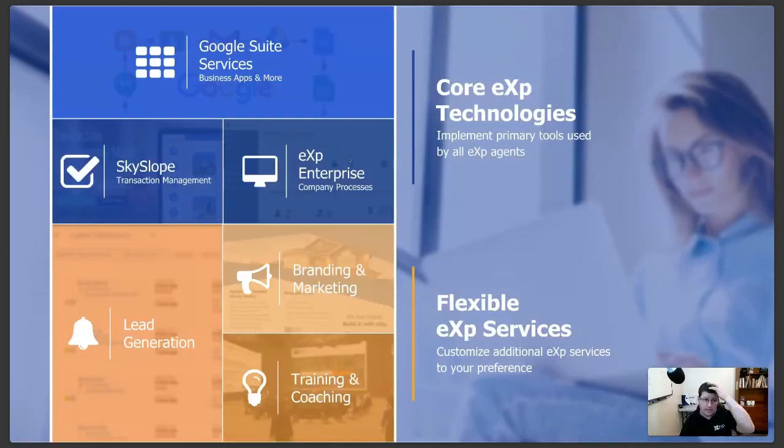The reason that eXp is able to have lower caps and extremely high value is that they don't have a lot of the bricks and mortar expenses. So they can do a lot more with the things that I personally value than a lot of brokerages, because they're not paying for bricks and mortar. So they can spend more money on the systems and the technologies and the support that I want. So I would say that those are kind of the keys.